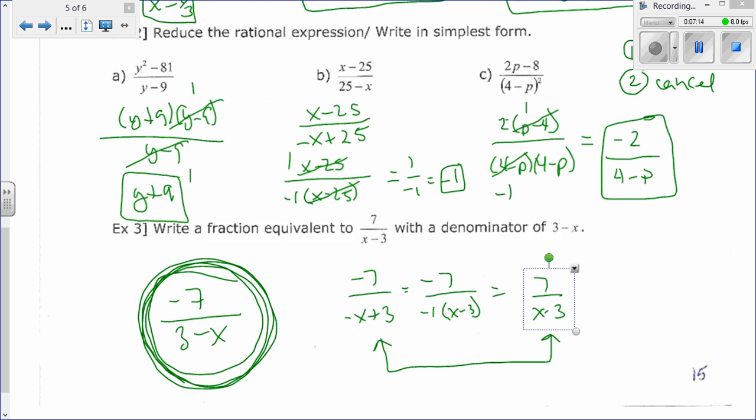All right, that's it for simplifying a rational expression.